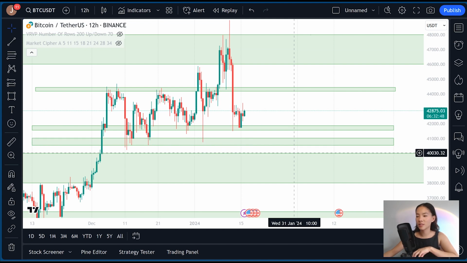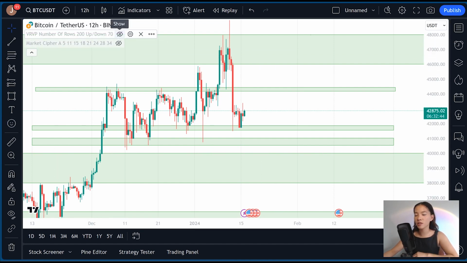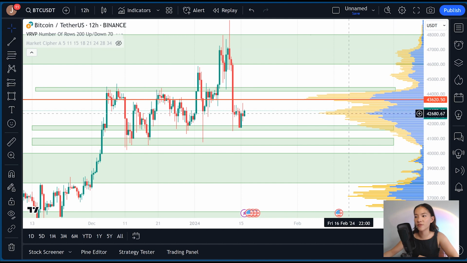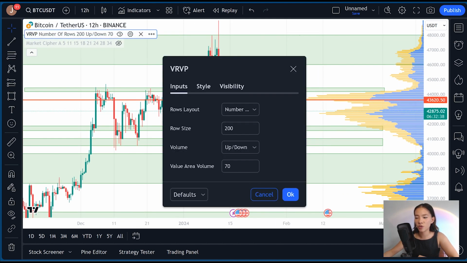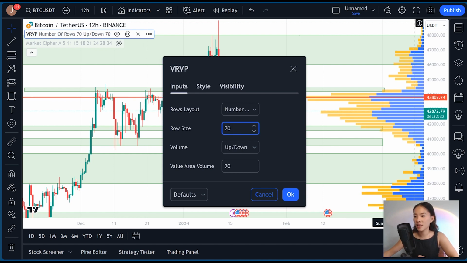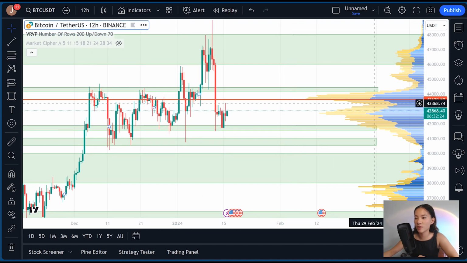And you can validate these levels of support and resistance using VRPV, so the volume profile. I have mine on a 200 unit row size, just so it has a little more detail compared to the default. So the default's just 70. See how it's really chunky? Yeah, I hate it. I don't like looking at it. So mine's set at 200. You can, I guess, set yours to whatever you like.